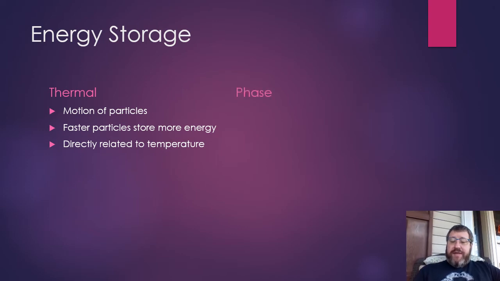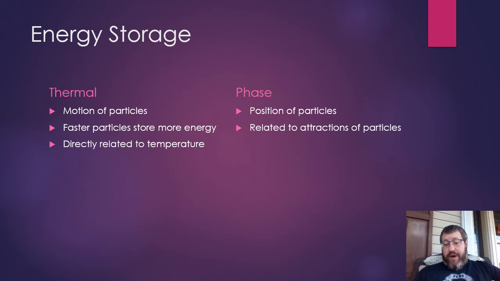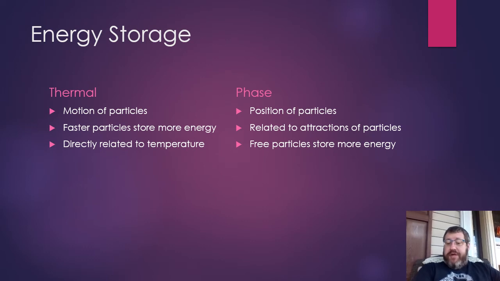When it comes to phase, we're talking about the position of the particles, and it has a lot to do with the attractions that the particles have for one another. And what we simply say is that free particles store more energy than trapped particles. And that should make sense. If you want freedom, you need energy. If you want to just sit on your couch and do nothing, you don't need energy. Freedom requires more energy to be stored in your system because you have to be able to overcome those attractions. If your particles aren't free, they're not overcoming attractions, and therefore they don't require stored energy.